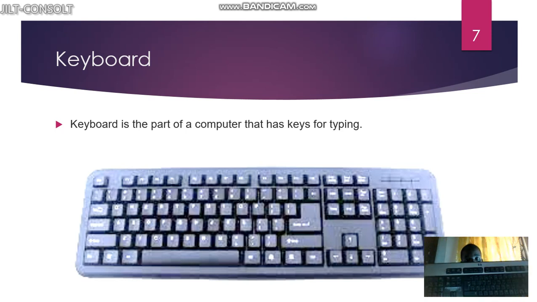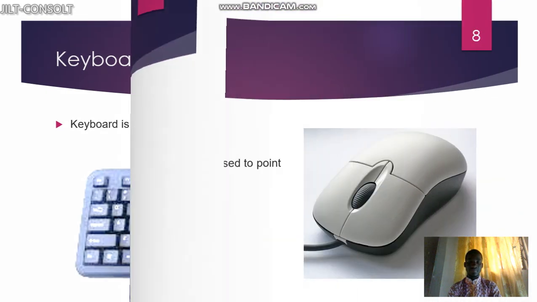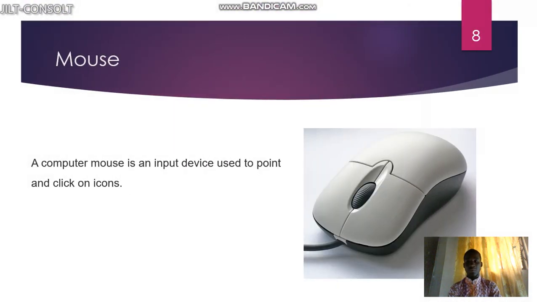You can see this is a keyboard. If it's having a problem, then you use the on-screen keyboard. Good. So we're learning about the keyboard as a topic on its own. Now this is the mouse. The computer mouse is an input device used to point and click on icons. When you watched the video earlier about the parts of the computer, you learned about the mouse. We will also learn how to click, how to drag, and how to do a lot of activities using the mouse.